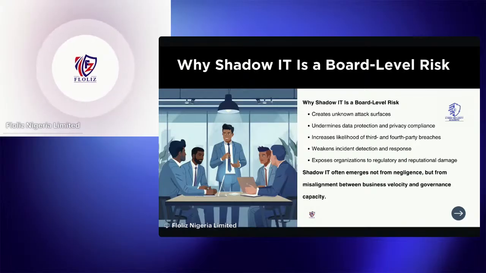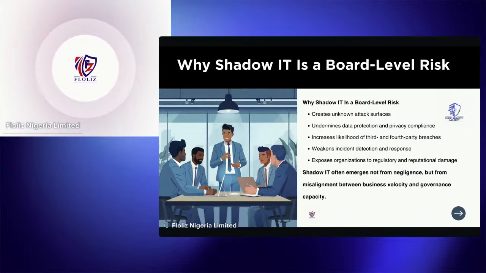And as a board member, you should be concerned about the shadow IT risk because this risk will create attack surfaces your IT team may have little or no knowledge about, and that may be devastating, not just to you, the business, but to customers, because it will undermine your data protection and privacy compliance efforts. And your third party and fourth party risks become even broader because detecting security risks becomes more difficult.